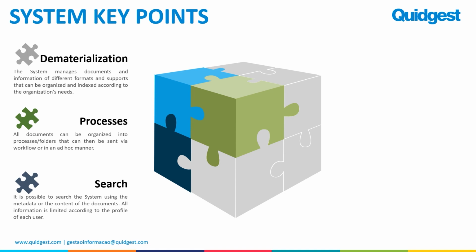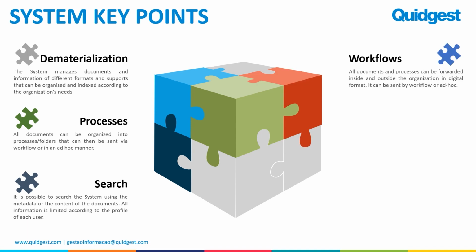Then it's search. Now you've created all this process, you structure all your information, all your documentation, but now you need to access it. You need to access it in a fast way. So you want to ensure that it's possible to search the system using metadata or content of documents, but also ensuring that all the information is limited according to the profile of each user. So that's also key in searching the information. So not only can I make it digital, I can organize it, and then I can search on it.